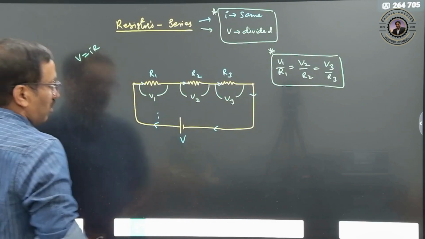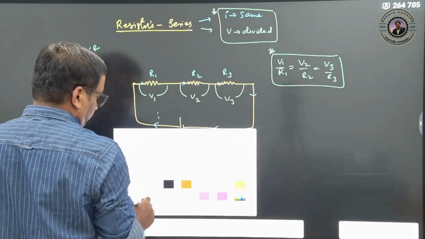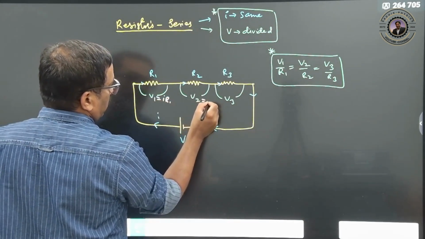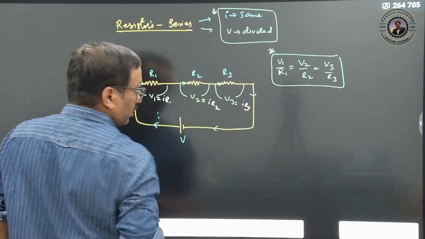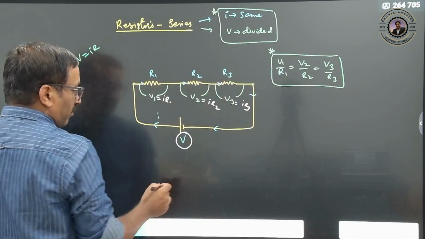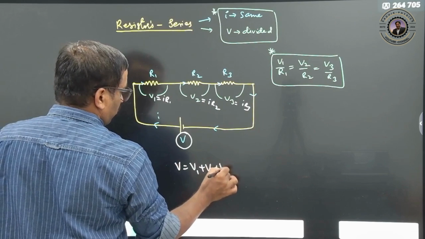So, therefore, potential will be divided now. We know that potential, what is the formula? V is equal to IR1, V2 is equal to IR2, V3 is equal to IR3. Clear? So we know whatever energy is there, that energy will get divided among these, no? So V is equal to V1 plus V2 plus V3.